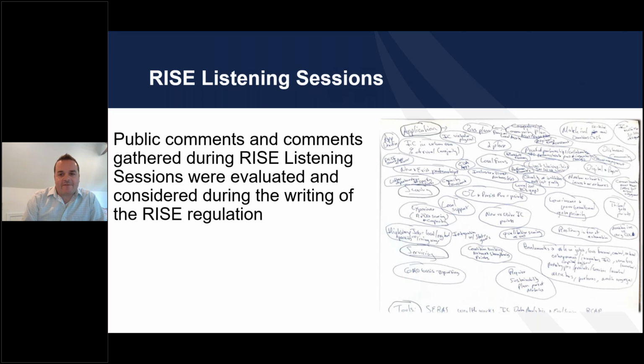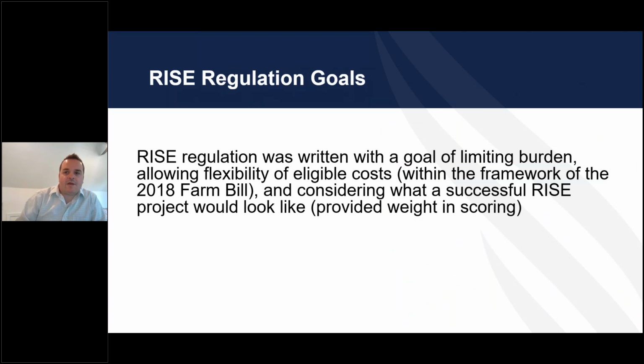So this just gives you a little graphic. It's my chicken scratch, but it shows common themes that popped up as we were gathering comments from these sessions and evaluating them in the course of writing the RISE regulation. Next slide, please. So the RISE regulation was written with a goal of limiting burden and allowing flexibility of eligible costs within the framework of the 2018 Farm Bill. And as I said earlier, really considering what a successful RISE project would look like. That emphasized the weight and the scoring criteria, which we'll cover momentarily. Next slide, please.